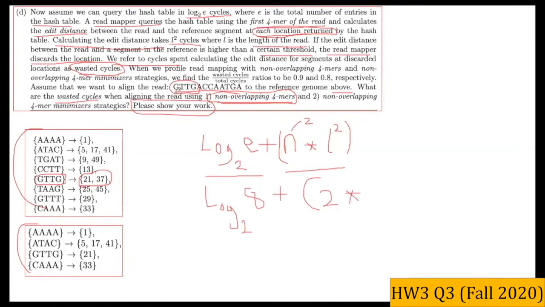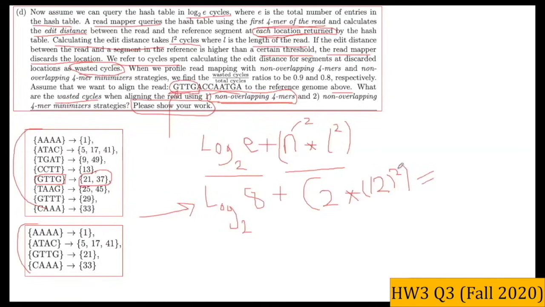So what is L here? 1, 2, 3, 4, 5, 6, 7, 8, 9, 10, 11, 12. So it's 12 times 2. Now this is not the answer, because the question is not asking for the number of cycles, but rather it's asking for the number of wasted cycles. And this equation will give you the total number of cycles to perform read mapping for this read. This will give you a number.